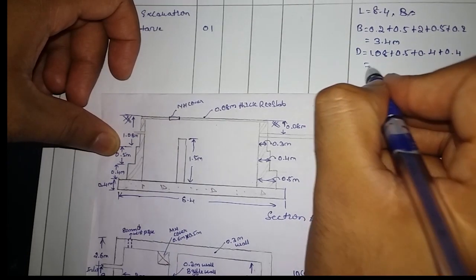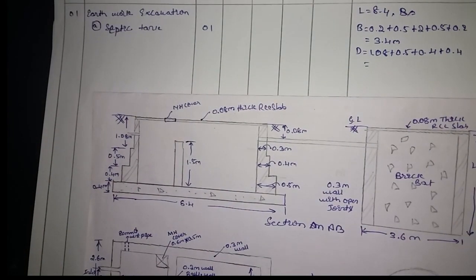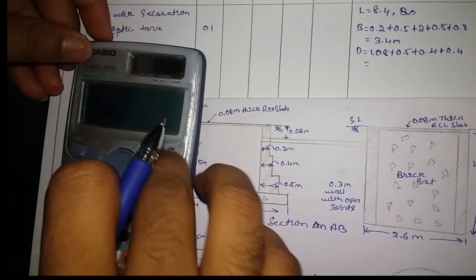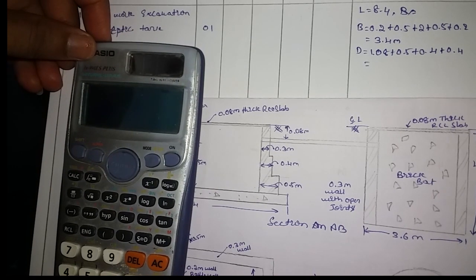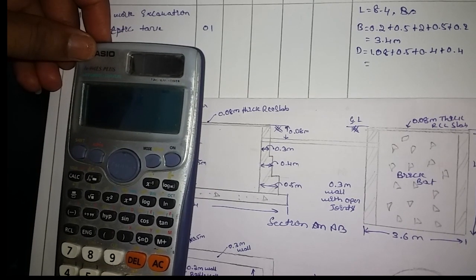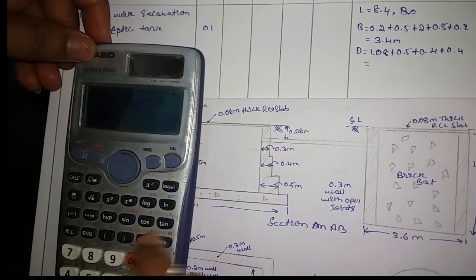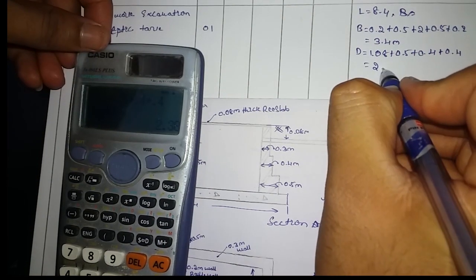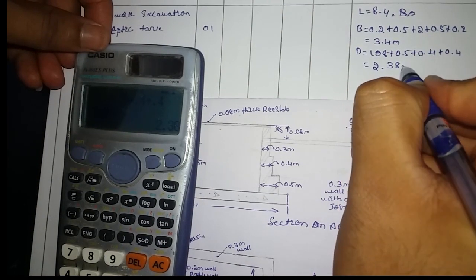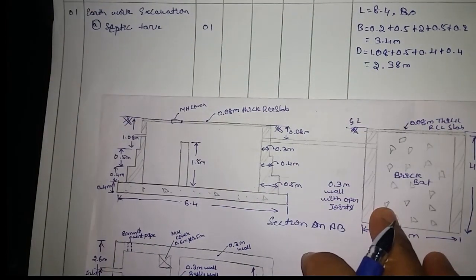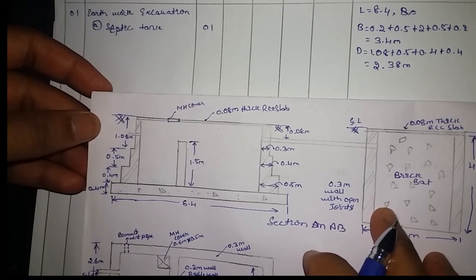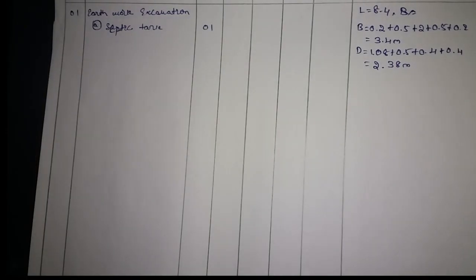So how much are you getting? Just substitute those values in the calculator. So now what is that value? 1.08 plus 0.5 plus 0.4, 0.4 plus 0.4. What is the value we are getting? It is 2.38 meter. Yes, just once again you cross check whether the value is correct or not.